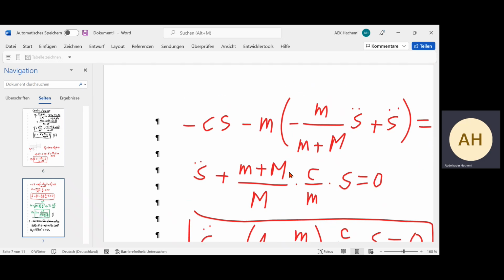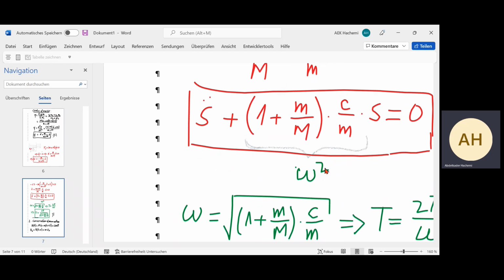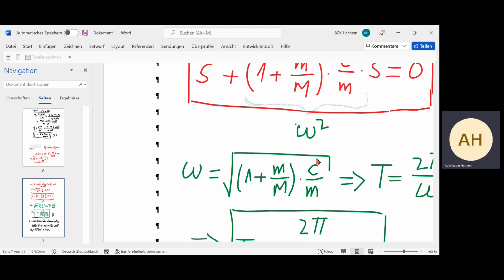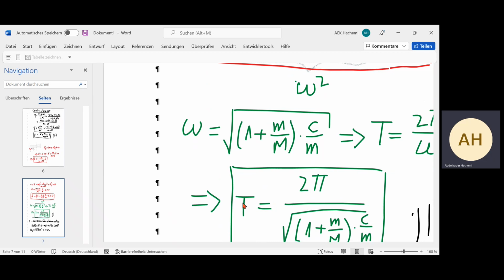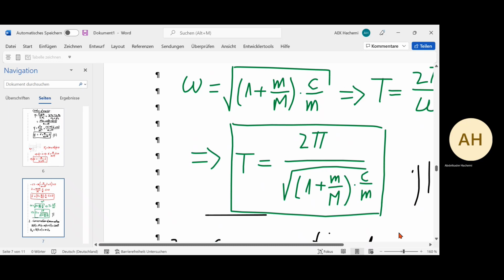Now we have only to develop further. We get the following relation, and from this relation we get omega square, and from omega square we get the period of oscillation.